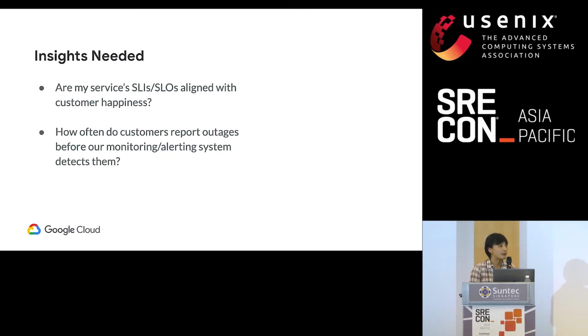So now we have the architecture, the data flow, and the use cases. What business questions and engineering questions do we want to answer from this technical solution? Number one, we want to find out, is my service SLI, SLO a good indication of customer happiness? Second, how often do customers find out problems before our own monitoring and alerting system detects them?